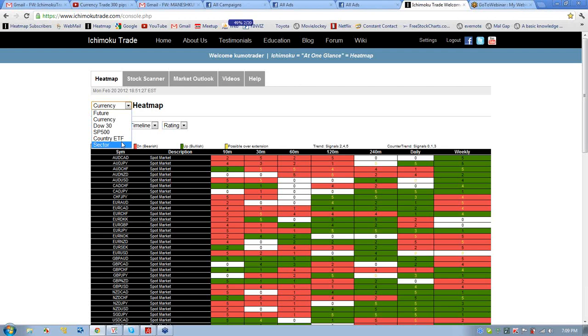What I'm going to do is take the website and go through it step by step, covering everything. The first thing we'll discuss is the heat map, and then we'll talk about the email module that's in beta form that we're about to release this month, and then we'll go through the stock scanner side. We'll go through the market outlook, the videos, and the help and stuff like that.